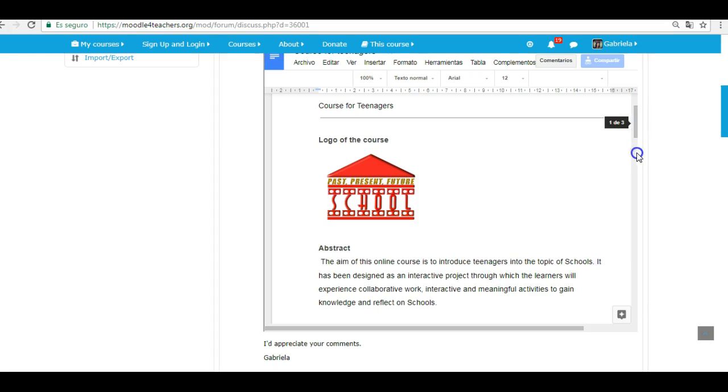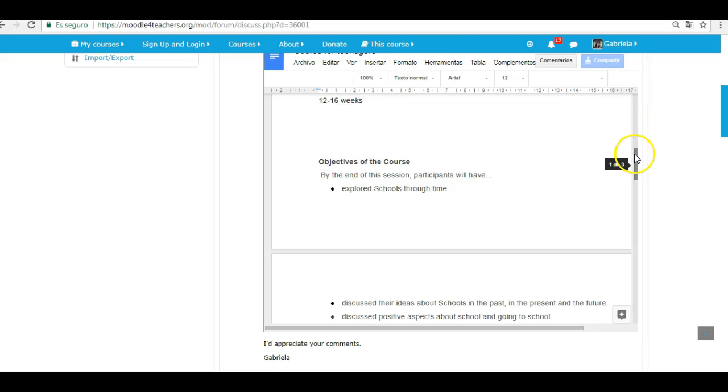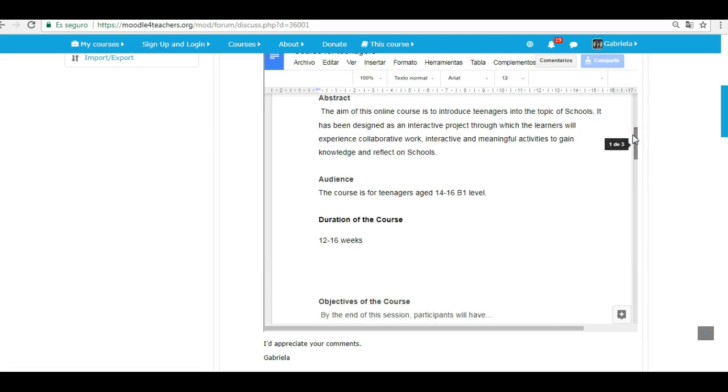So the audience of our course is for teenagers aged 14-16 years old, level B1. We estimated the duration of our course between 12 and 16 weeks.